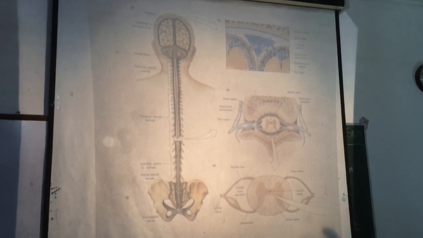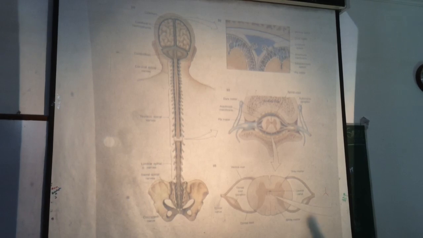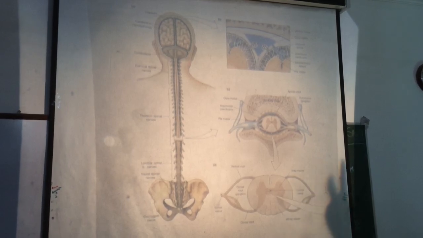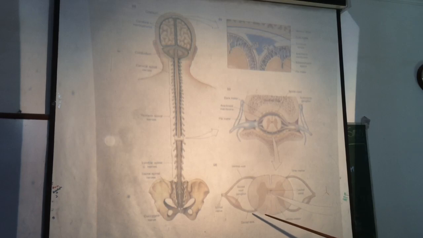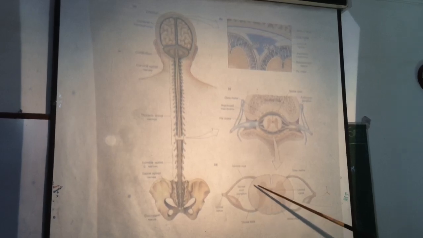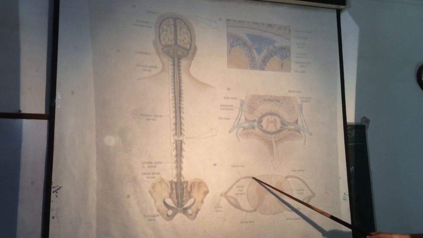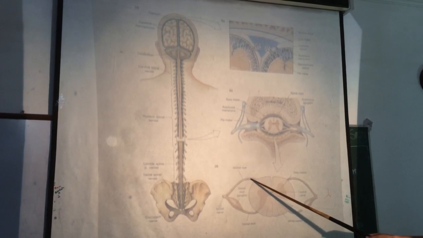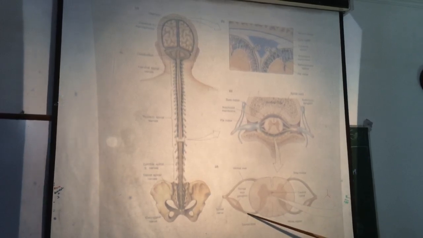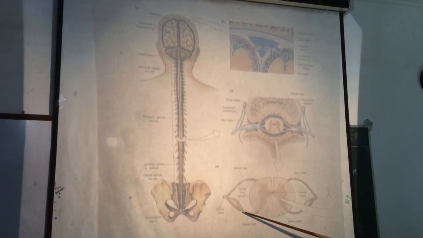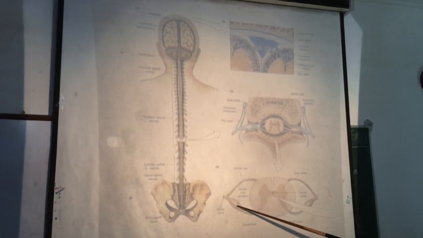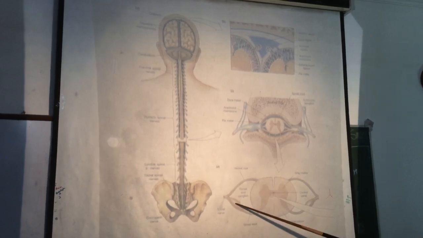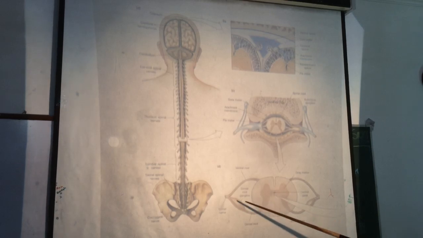Each spinal nerve arises from the spinal cord through two roots: the ventral root, or anterior root, which is motor, and the dorsal root, or posterior root, which is sensory. In the dorsal root, there is also a dorsal root ganglion present.